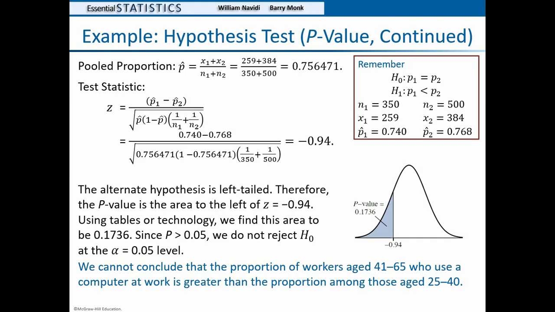So that 0.1736 is bigger than 0.05, which was our alpha level. So we do not reject H0. We cannot reject the possibility that P1 is equal to P2. So if I can't reject this one, there's insufficient evidence to support our claim, or what we really wanted to show, that P2 was greater than P1. So we cannot conclude that the proportion of workers aged 41 to 65 who use a computer at work is greater than the proportion among those aged 25 to 40. And we always say at what level we've done this, and that's at the alpha 0.05 level.